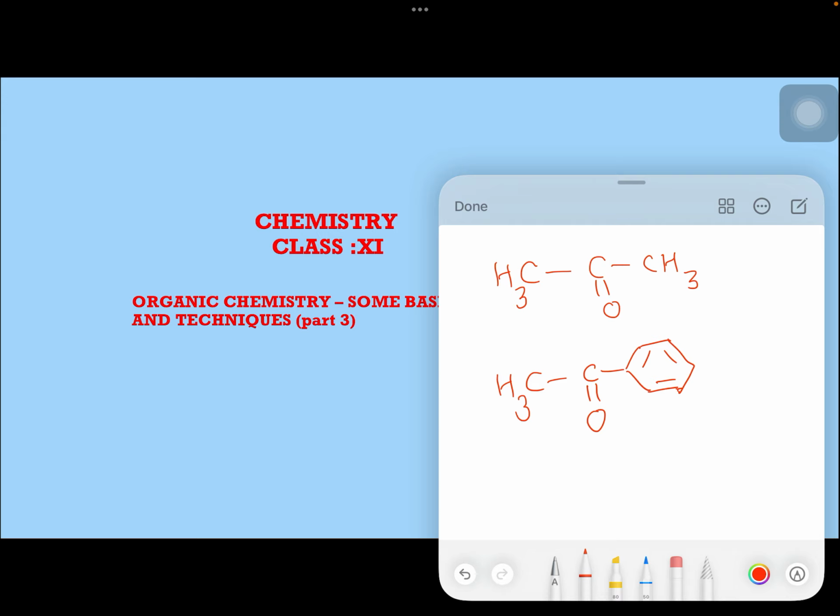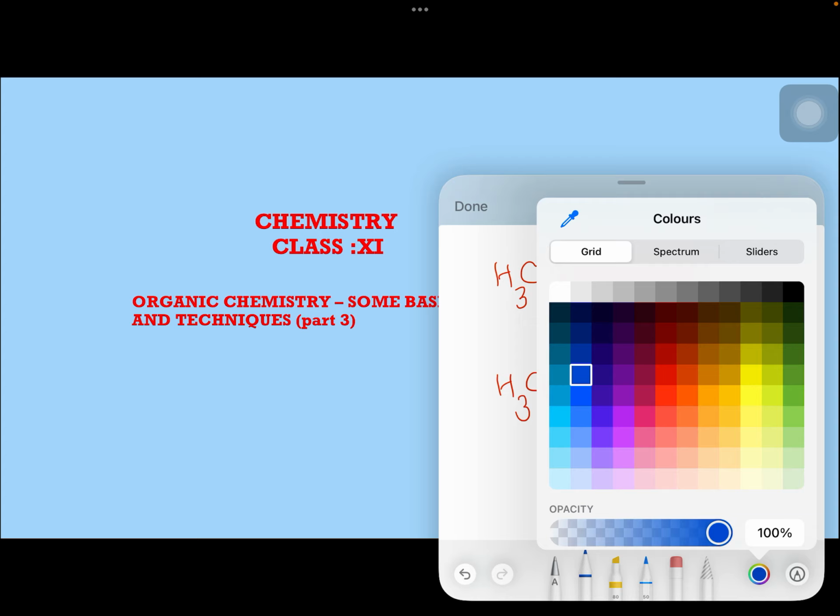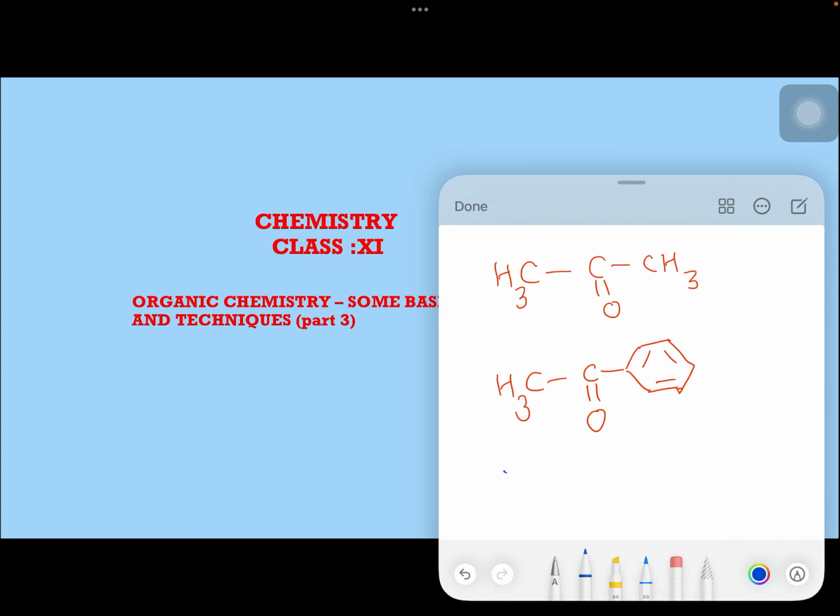In this compound, you have C double bond O in the middle of two carbons. So it is also a ketone. But it is not the simple ketone, not the usual one. You have benzene on one side, and you have the C double bond O in the side chain which is attached to benzene. So if there is a ketone with 2 carbons, ideally it should be called ethanone, but ethanone is not possible in such compounds, but here it is possible.